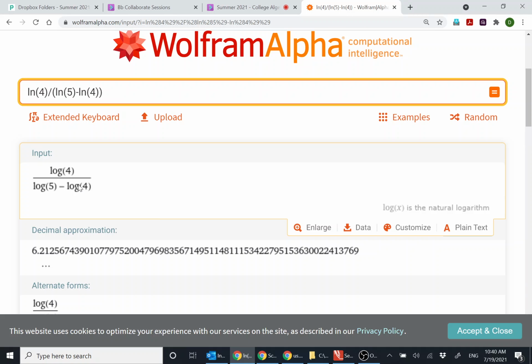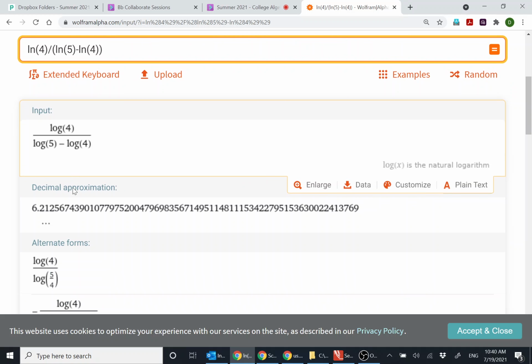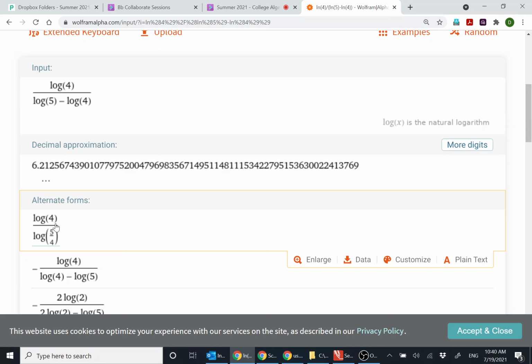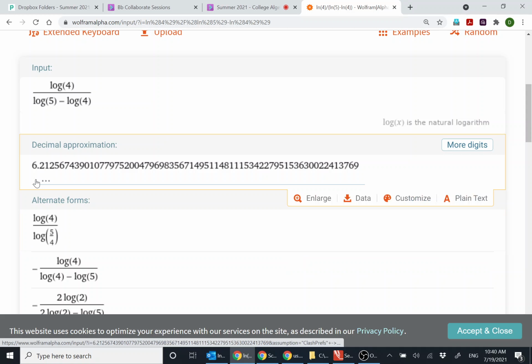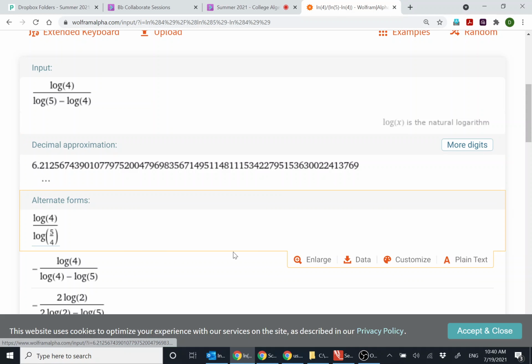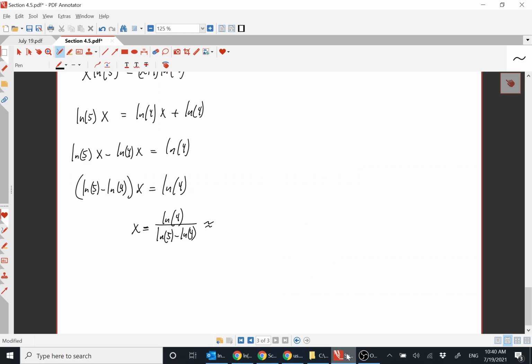So why did it say log? I put natural log. Why is it doing that? It doesn't matter which one. That's another way, an alternative form. But anyway, the decimal approximation, 6.21256.